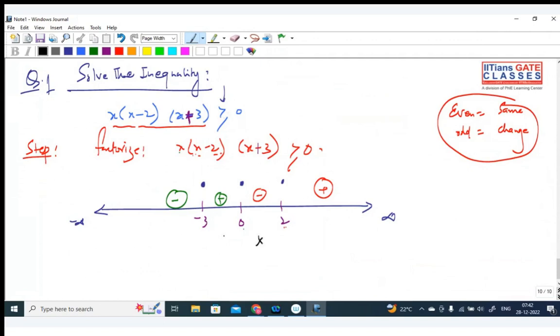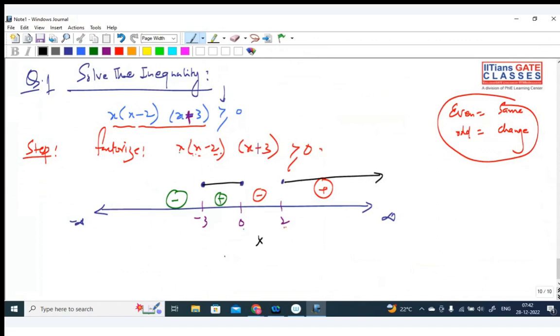Don't consider this here, because between 0 and 2, this expression is going to be negative. That is wrong. I believe this is fine for everyone. Yes. So we have to consider this, and we have to consider this. This is fine.